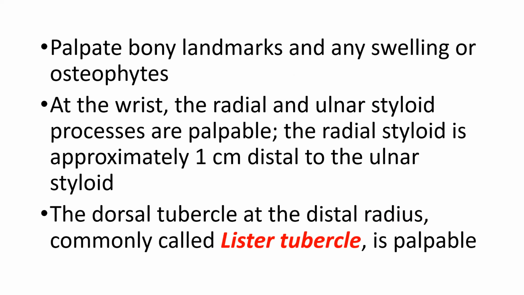At the wrist, the radial and ulnar styloid processes are palpable. The radial styloid is approximately 1 centimeter distal to the ulnar styloid. The dorsal tubercle at the distal radius, commonly called Lister's tubercle, is palpable.